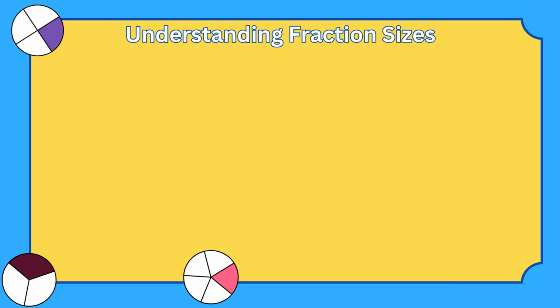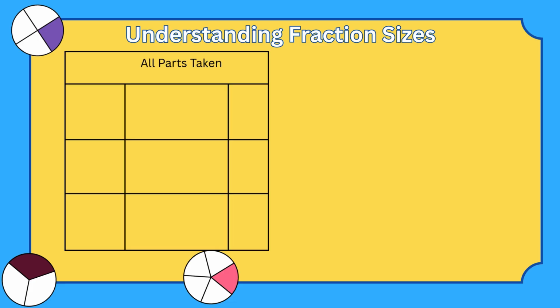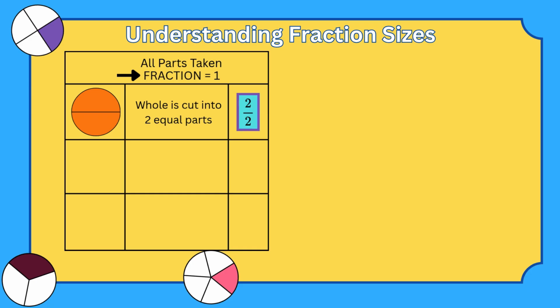Let us look at different fractions and try to understand how big or small they are. When all parts are taken, the fraction is equal to 1. That means the whole is fully taken. Look at the circle here. The whole circle is cut into 2 equal parts, and we take both parts. This is shown as 2/2 in fraction form. So 2/2 is equal to 1 whole.